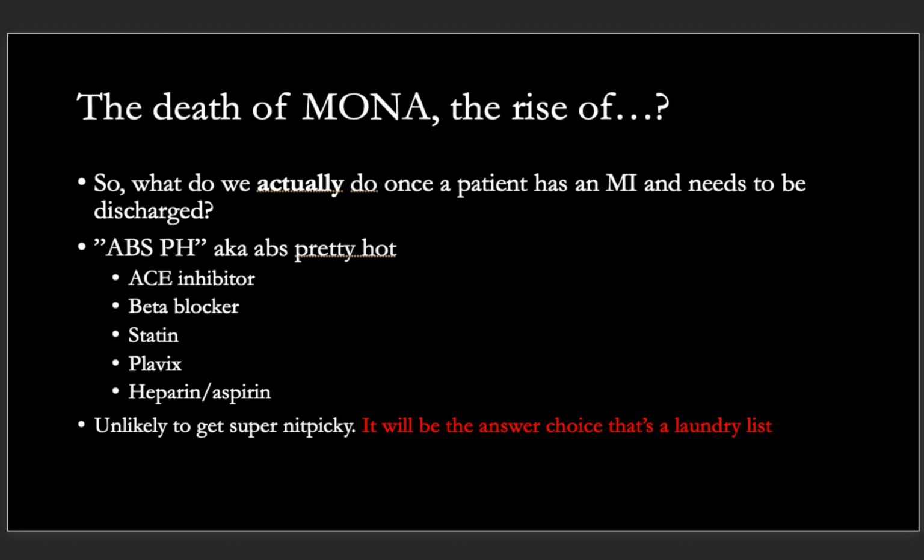If you studied some older resources, you might be familiar with MONA. MONA was the old four-step treatment plan for someone with a heart attack. The thing is, we found out that when you give someone nitrates and morphine, you impair their ability to tell you whether they're having chest pain again. And so for the new approach, there's a really long mnemonic, but I summed it down to ABSPH. I would commit this to memory.